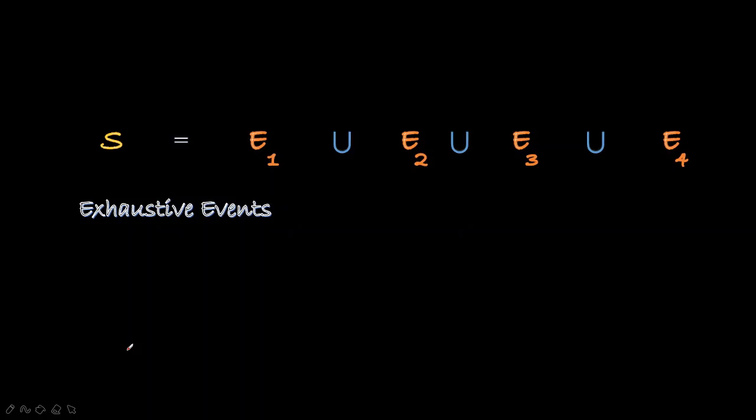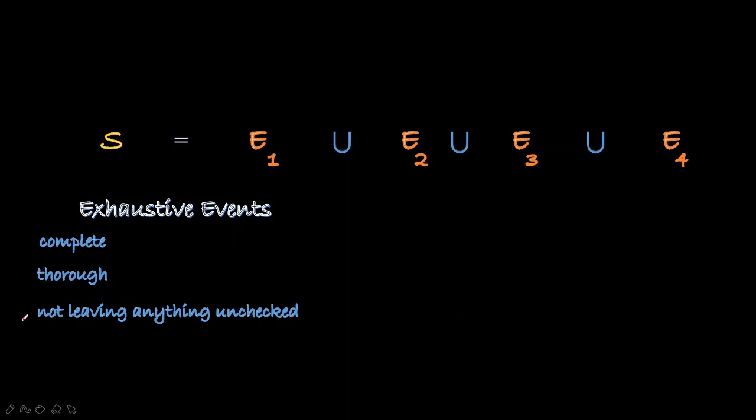Now, what is the meaning of exhaustive? Exhaustive means complete, thorough, not leaving anything unchecked. These are all the meanings of exhaustive. We also use the word exhausted when we are tired, which basically means my complete strength is gone. And exhaustive events means that everything is included. This gives you a clearer meaning: not leaving anything unchecked.